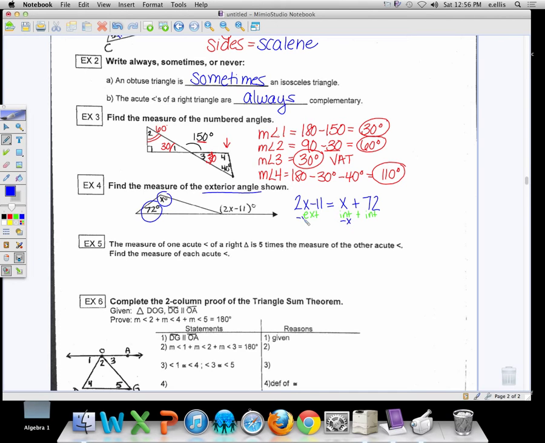And then, yes, you do need to solve as well. Well, let's get our x's on one side of the problem here. I subtract an x over to the left, which gives me x. If I add my 11 to the right, that will be 83. So x is 83.